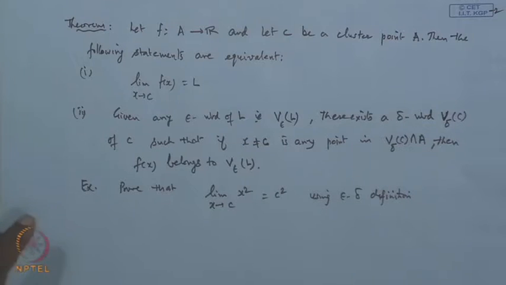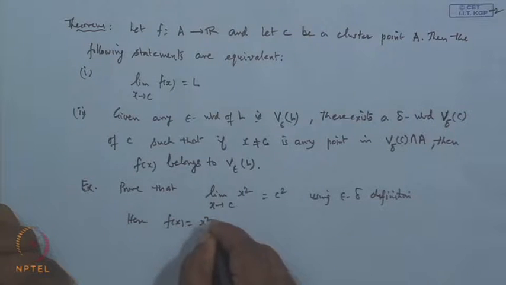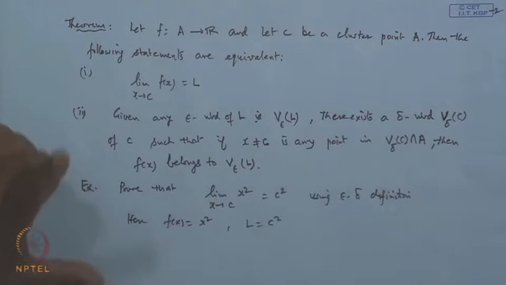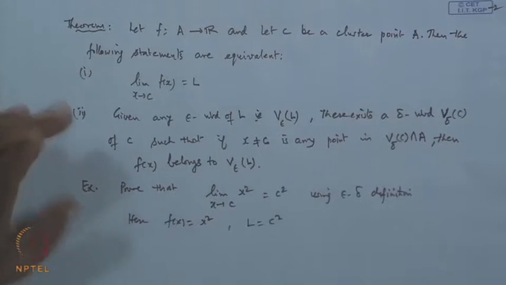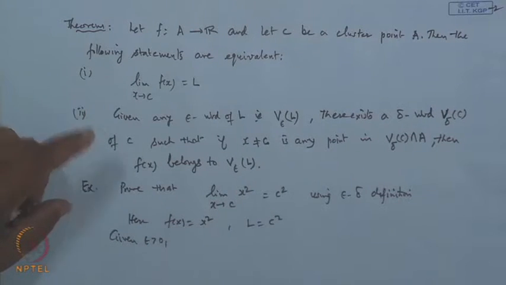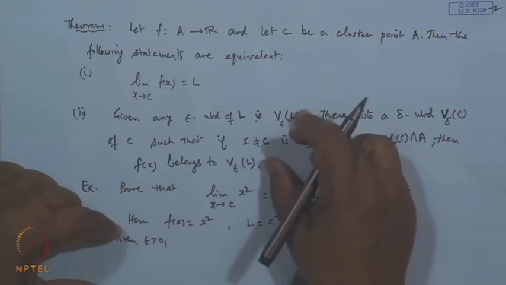Okay. So, what is our function? Here the function f(x) is x squared, and L is c squared. What we want is for epsilon, we will choose first. So, let epsilon be given. Given any epsilon greater than 0, identify the delta. We have to identify delta so that this condition holds.